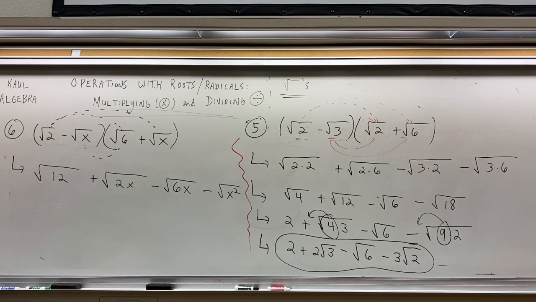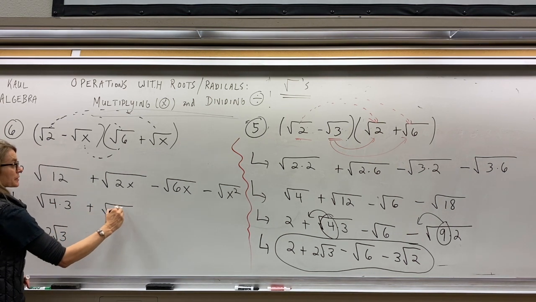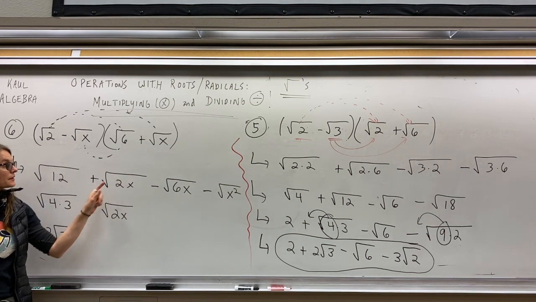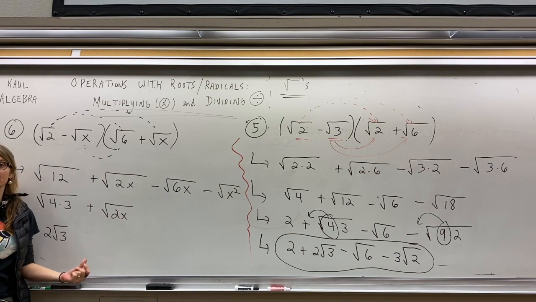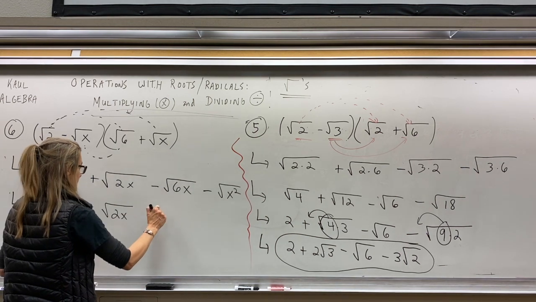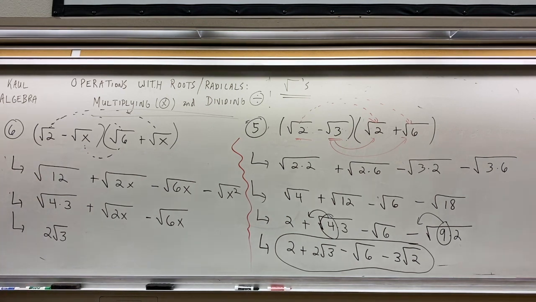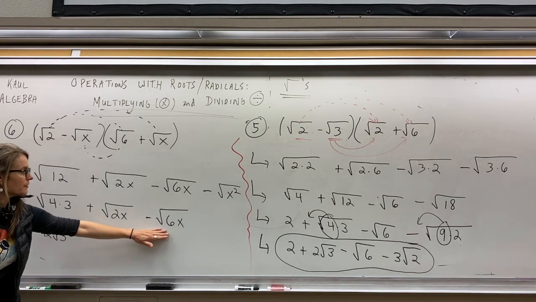Let's see. Next step. Let's simplify each of these. This becomes the square root of 4 times 3, which in the next step I can say is 2 square roots of 3. This is just plus the square root of 2x. We cannot simplify that. There are no pieces inside that are perfect squares, so we just carry that down to our answer. And the same with this square root of 6x. That can't be simplified any further at all as well.